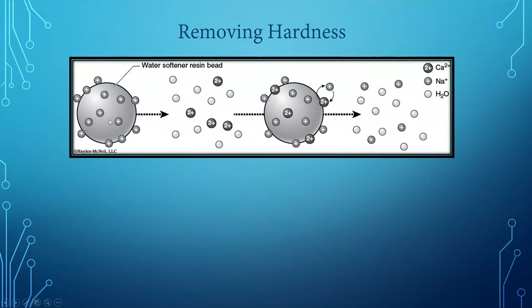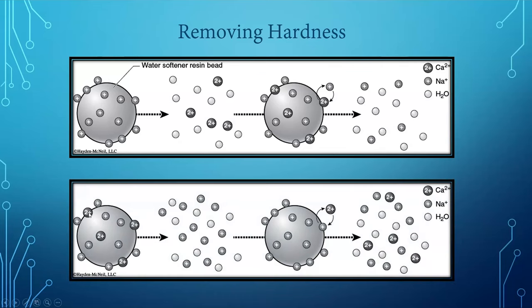If you take a look at this diagram, here's our resin bead initially. It's totally coated with sodium ions, and that's great. As you pass your hard water through that has all of these positive 2 calcium ions, those calcium ions are very attracted to the bead. Every time a calcium ion sticks to the bead, 2 sodium ions are released, and eventually the beads get coated with a lot of calcium. But the water leaving the water softener only has sodium ions, and sodium doesn't precipitate with carbonate. It doesn't form soap scum.